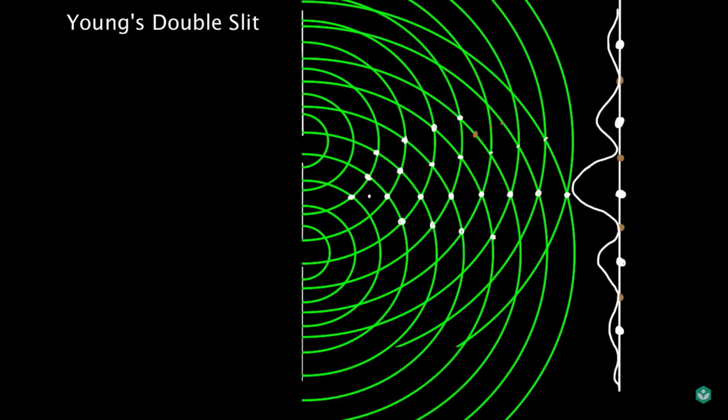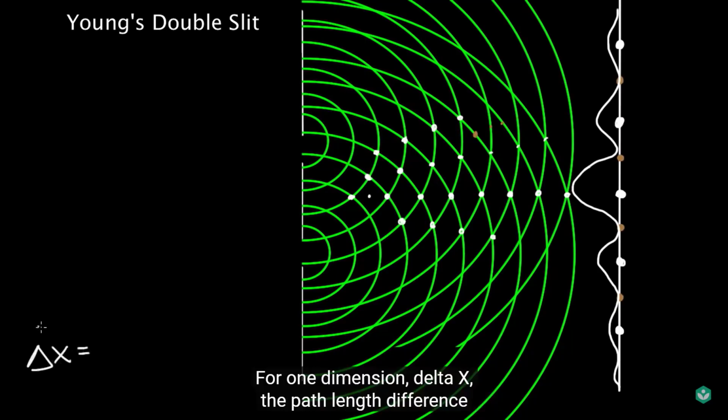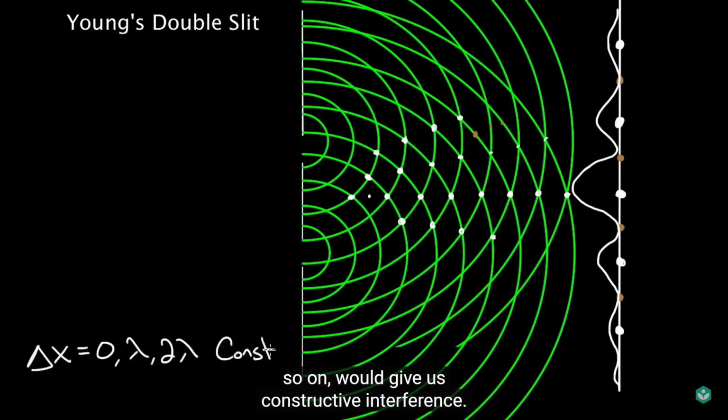dimensions. And what's the rule for wave interference in 2 dimensions? This is the same rule as the wave interference for 1 dimension. It was this. Remember, for 1 dimension, delta x, the path length difference, had to be 0, lambda, 2 lambda, 3 lambda, and so on, to give us constructive interference.